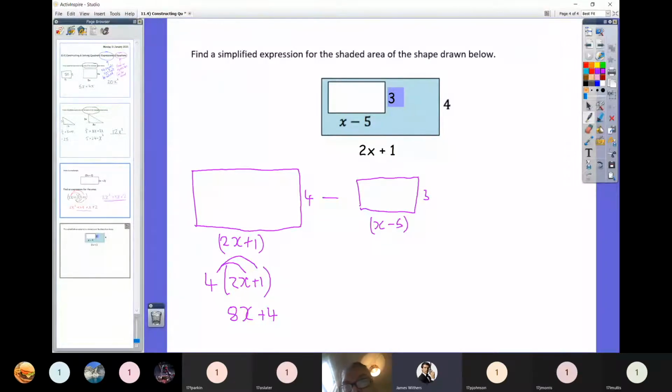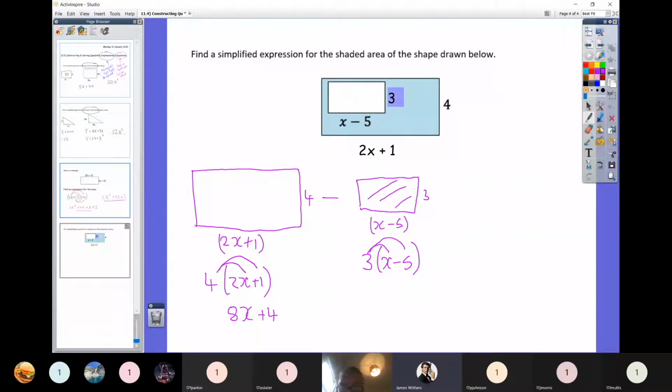But there is that little white bit inside it, which we're going to have to take away to work out the light blue shaded bit. So we're going to have to take away the area of the second one, which is 3 times x minus 5. So 3 times x and 3 times minus 5.